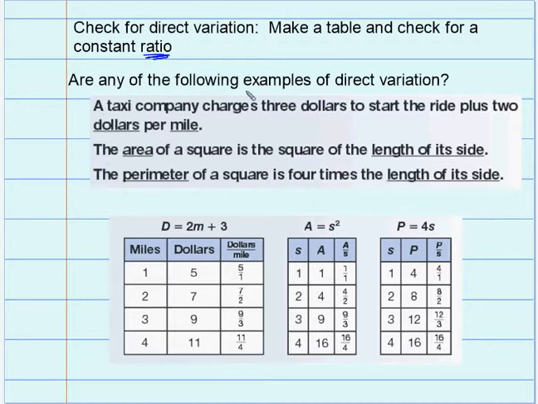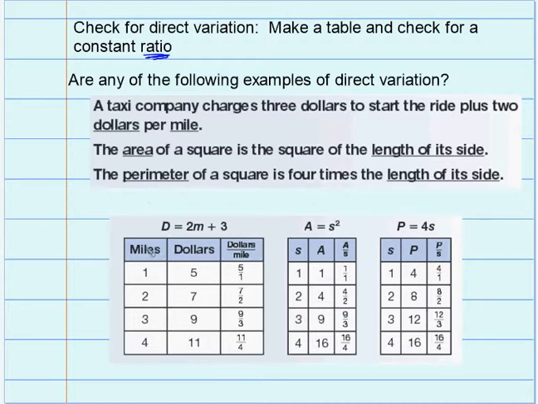Are any of the following examples of direct variation? A taxi company charges $3 to start the ride plus $2 per mile. The area of a square is the square of the length of its side. The perimeter of a square is 4 times the length of its side. So this is what you would do in these scenarios.